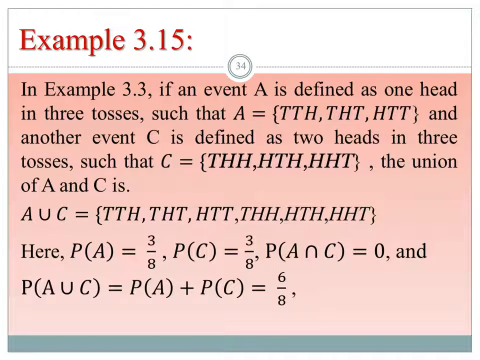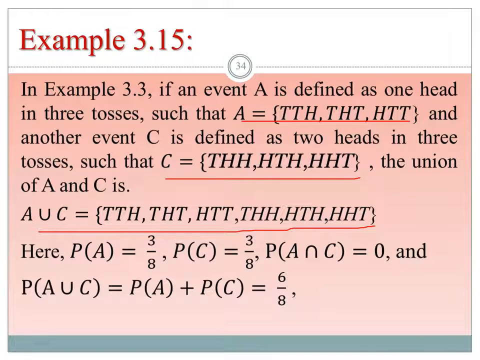So this is one of the examples. A is defined as exactly one head. This is the event space, and another event C is defined as two heads in three tosses. So the possible event space C is HHT, HTH, THH. Suppose we write down the event space A union C. In this case, we don't have any common element for A and C, so the probability of A intersection C should be equal to 0, which means A intersection C is empty.